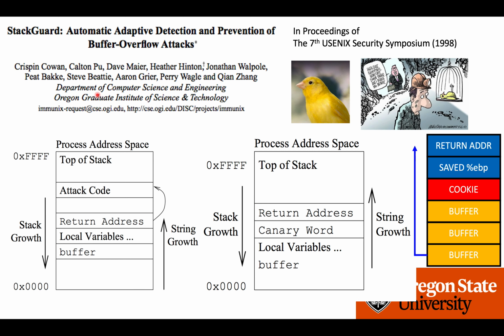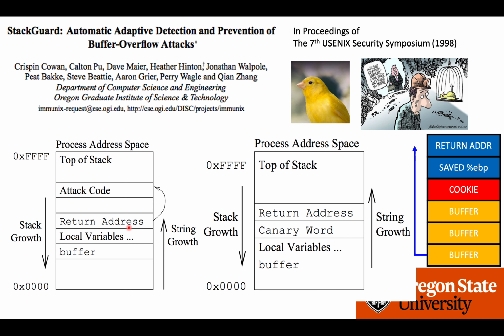This defense was formulated by an academic article called StackGuard from the Oregon Graduate Institute, a school in Oregon in the late 90s, which does not exist now. How it works is that this is the normal program stack. It has a buffer, local variable, and return address, and the attack happens by overwriting from the buffer, through the local variable, and overwriting the return address.